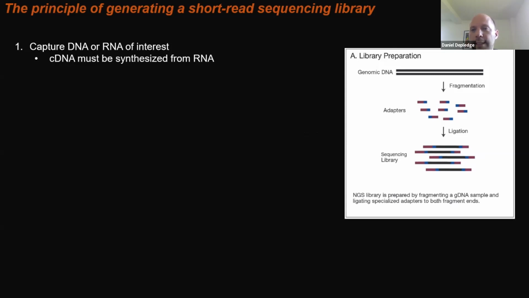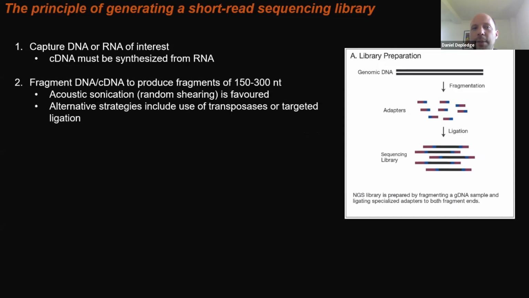But once you've got your genomic DNA or you've captured your RNA, you need to make cDNA from the RNA, and then you basically need to do fragmentation. Now, typical fragmentation is done using acoustic sonication, which is great because it, in theory, induces random shearing. By tuning the parameters of the sonicator, you can generate fragment sizes of whatever you desire. The optimal range for short read sequencing is about 150 to 300 nucleotides. There are some other strategies out there, which include the use of transposases or targeted ligation, but we won't go into those in any particular detail today.